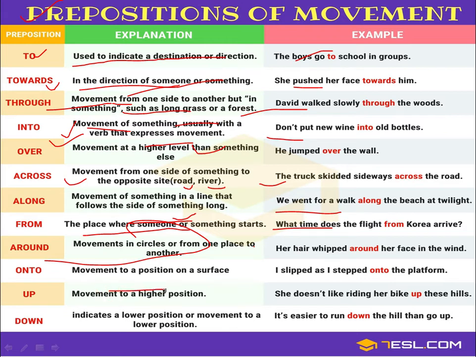Onto means movement to a position on a surface. I slipped as I stepped onto the platform. Up means movement to higher positions. She doesn't like riding her bike up these hills. Down indicates a lower position. It is easier to run down the hills than go up, one says. And it has been taken from esl.com, so the source is this.